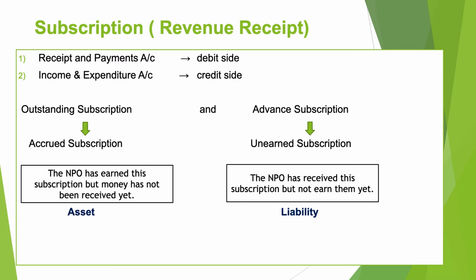Two items related to subscription are outstanding subscription and advanced subscription. Outstanding subscription is one in which the subscription has been earned but the money is not yet received. Another term for it is accrued subscription. Since the amount of subscription is earned and it is not received, therefore it is treated as an asset. Whereas in advanced subscription, the amount is received, but subscription is not yet earned. Since the amount is received and it is not yet earned, it is a liability for the organization.